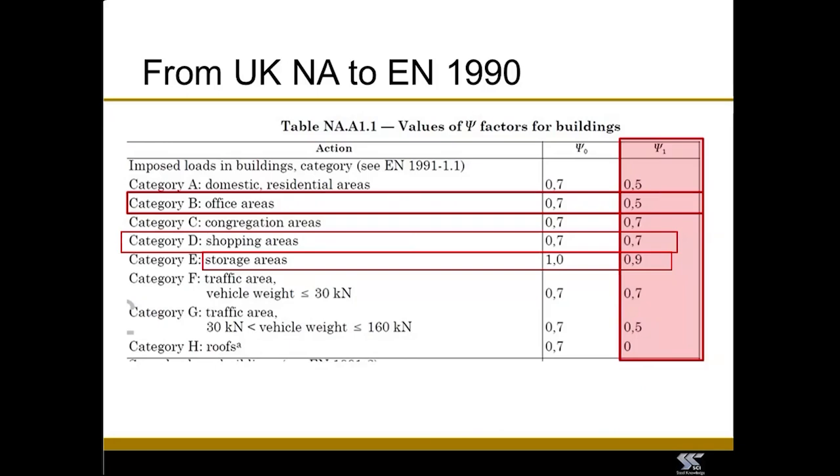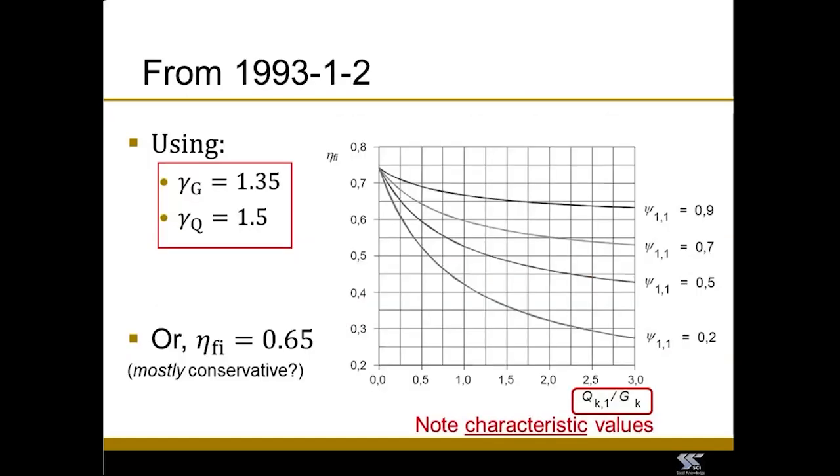And I'm highlighting those, ladies and gentlemen, because I'm actually trying to build a foundation for things which are going to come later. We've got different psi 1 values for different uses of building. Really important that we recognize that. We don't have to know these values off by heart, but just try and remember 0.5, 0.7 and 0.9 for different categories of buildings. So if I go back a slide, that's why over on the right-hand side, we've got different values of psi 1, 0.9, 0.7, 0.5.